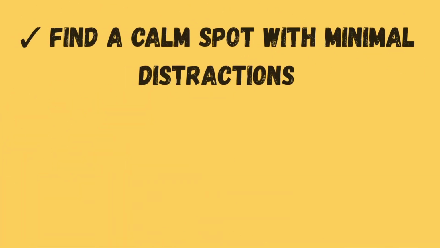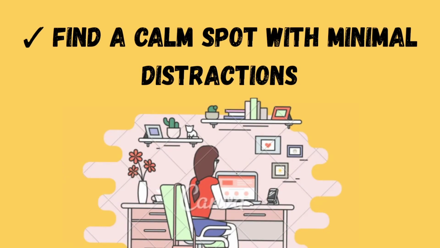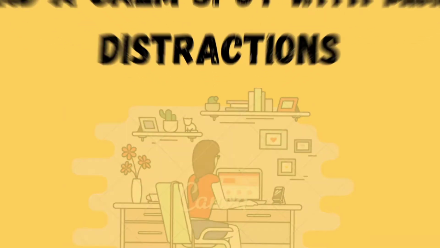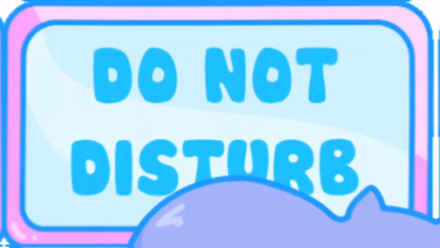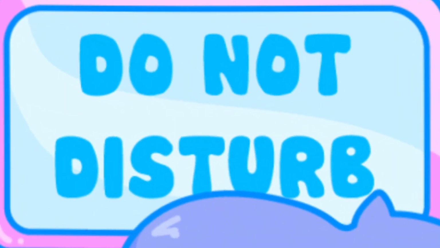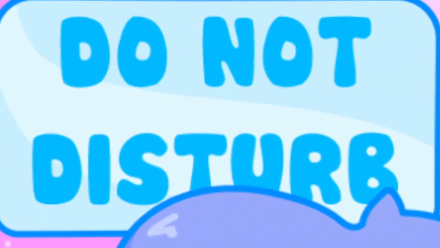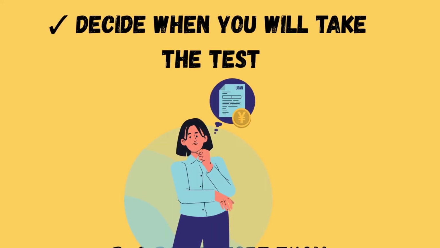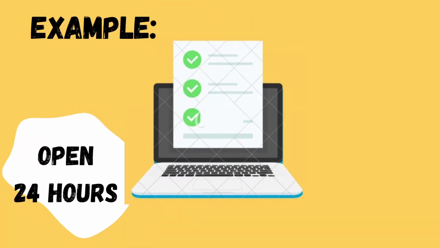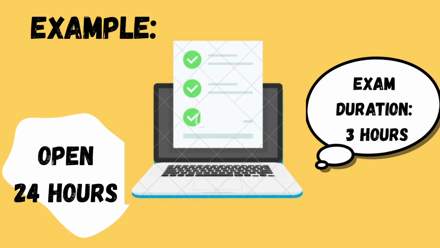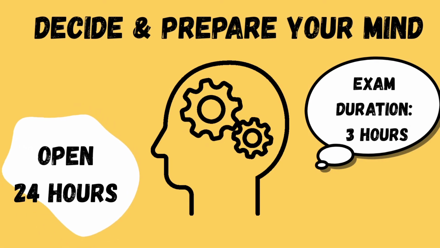Next, find a calm spot to take the test with minimal distractions. If possible, kindly inform your family members about your exam schedule and request them not to disturb you until the exam gets over. Fourth, decide when you will take the test. If the test window is open for 24 hours but the duration of the exam is 3 hours, then decide when you will take the test and then prepare accordingly.